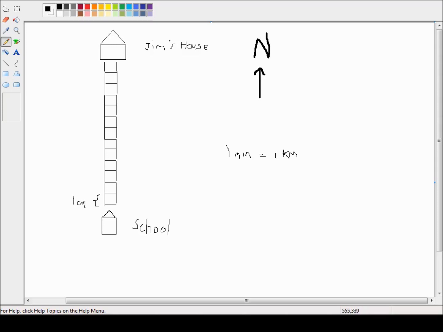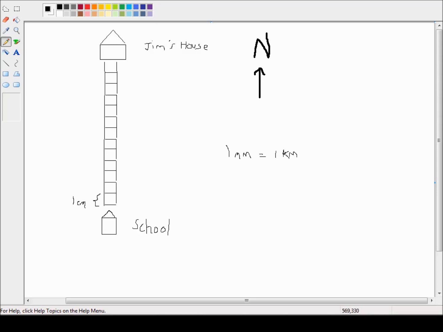There's a scale. Well, if 1 centimetre is a kilometre and there's 13 of these centimetres, then Jim's house is 13 kilometres away from the school. Well, I better not walk, I better take my bike.